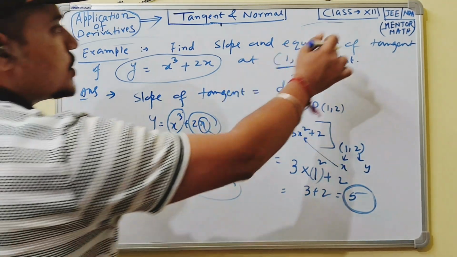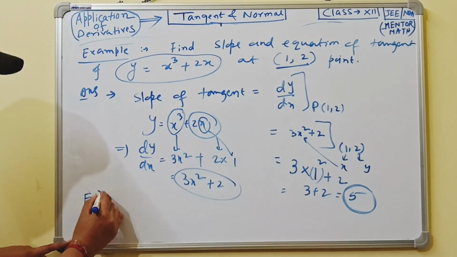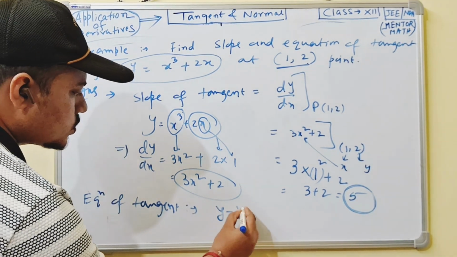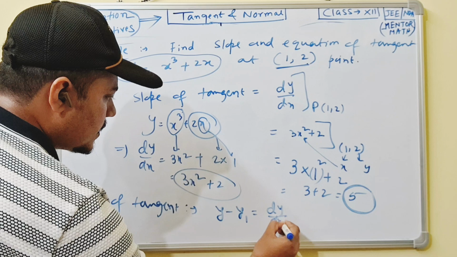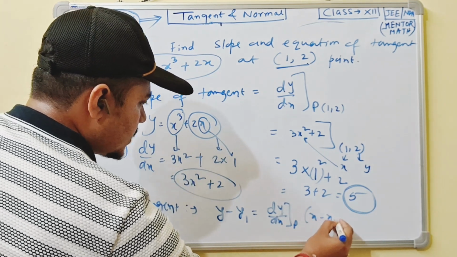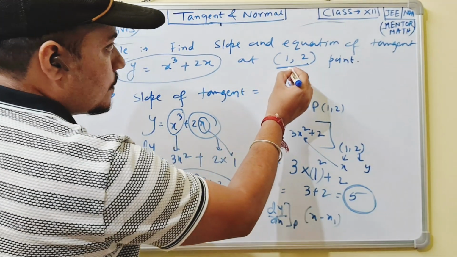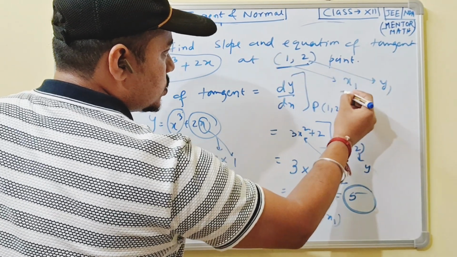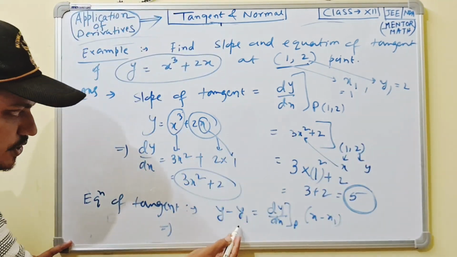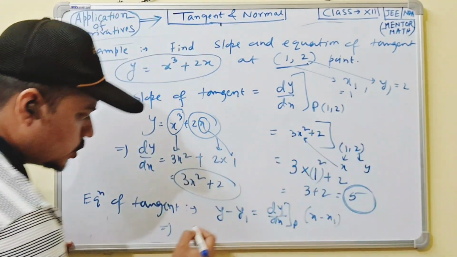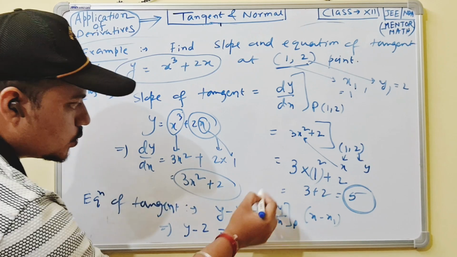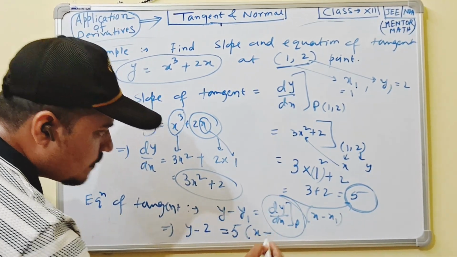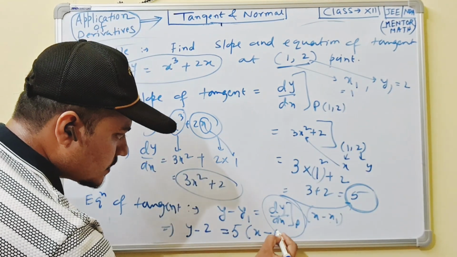Now comes the equation of tangent. You know that the equation of tangent is represented by y minus y1 is equal to the derivative at the particular point into x minus x1. Here this particular point is (x1, y1). Here x1 is 1 and y1 is equal to 2. So you can substitute those values here. So y1 is replaced by 2: y minus 2 is equal to, now you already know the slope of tangent, that is 5, into x minus x1, where the x1 value is 1.